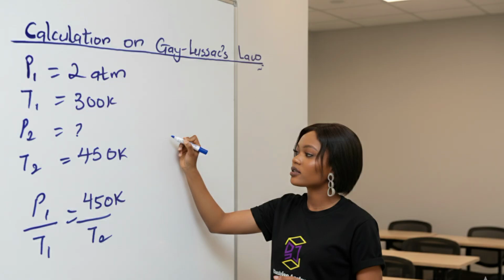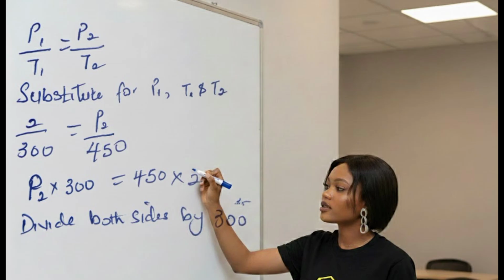So here the parameters are P1 equals 2 atm, T1 equals 300 Kelvin, P2 is unknown, and T2 equals 450 Kelvin. So our formula for Gay-Lussac's law is that P1 over T1 equals P2 over T2. Alright, so substitute for the values of P1, T1, and T2. We are going to have that 2 all over 300 equals P2 all over 450.